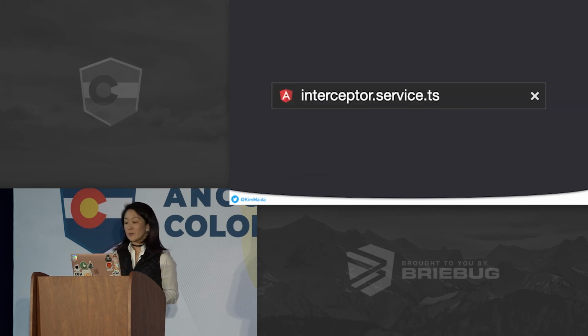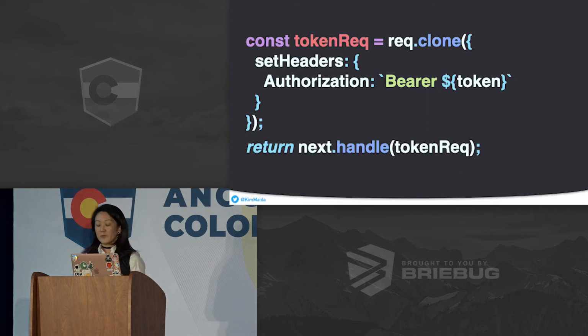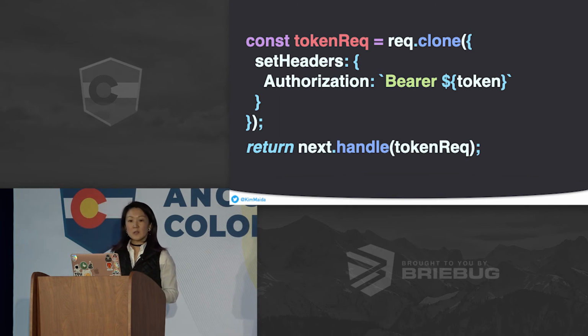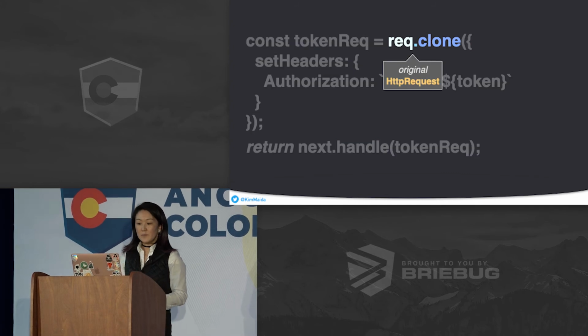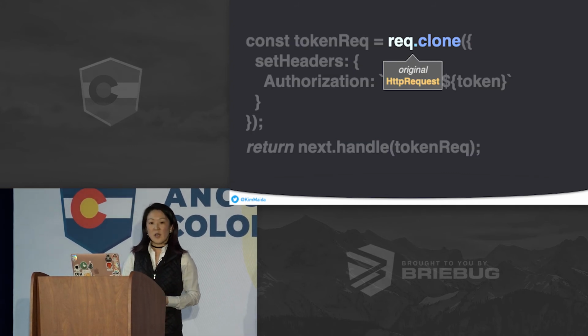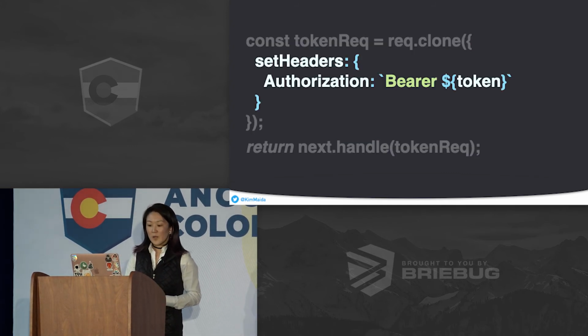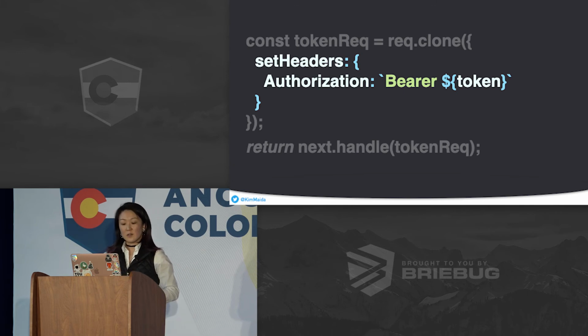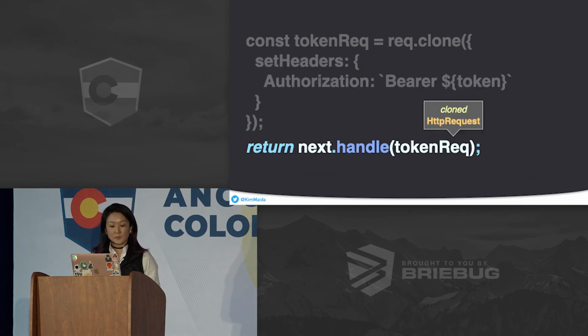So inside our interceptor service, we're going to do some necessary setup. There's going to be an intercept function. And then inside that function, we might have something that looks like this. So what we're doing here is we're cloning the HTTP request that's coming in. We're setting the authorization header with the value of the token. And then we're sending the cloned request on its way with the new header.